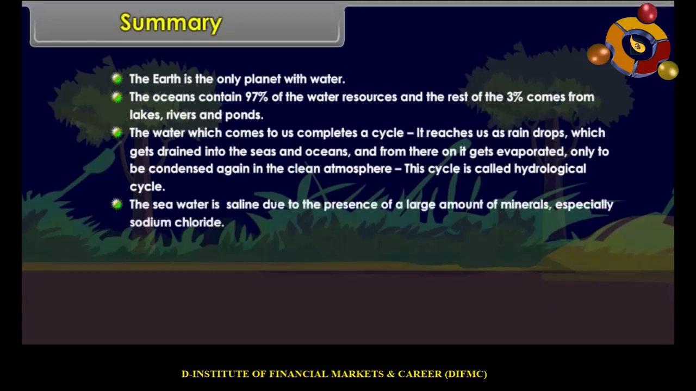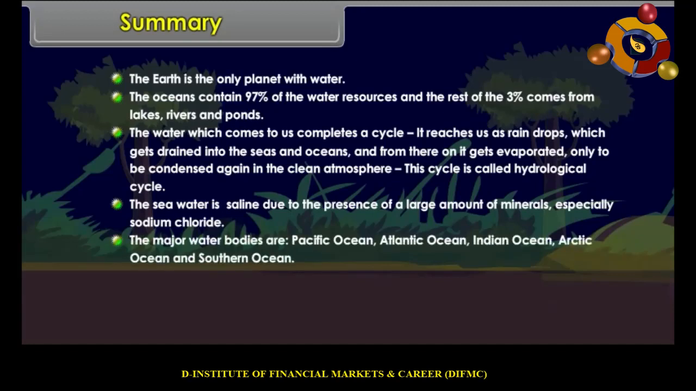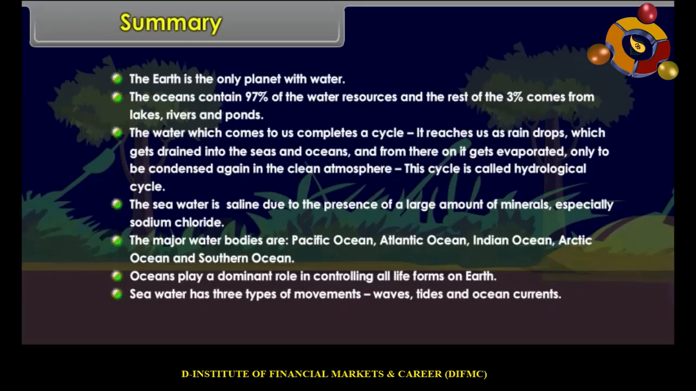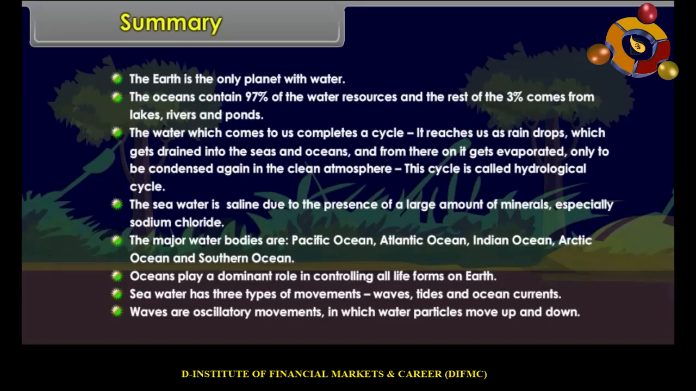The seawater is saline due to the presence of a large amount of minerals, especially sodium chloride. The major water bodies are Pacific Ocean, Atlantic Ocean, Indian Ocean, Arctic Ocean and Southern Ocean. Oceans play a dominant role in controlling all life forms on Earth. Seawater has 3 types of movements: waves, tides and ocean currents. Waves are oscillatory movements in which water particles move up and down. Tides are the rhythmic rise and fall of seawater at regular intervals.